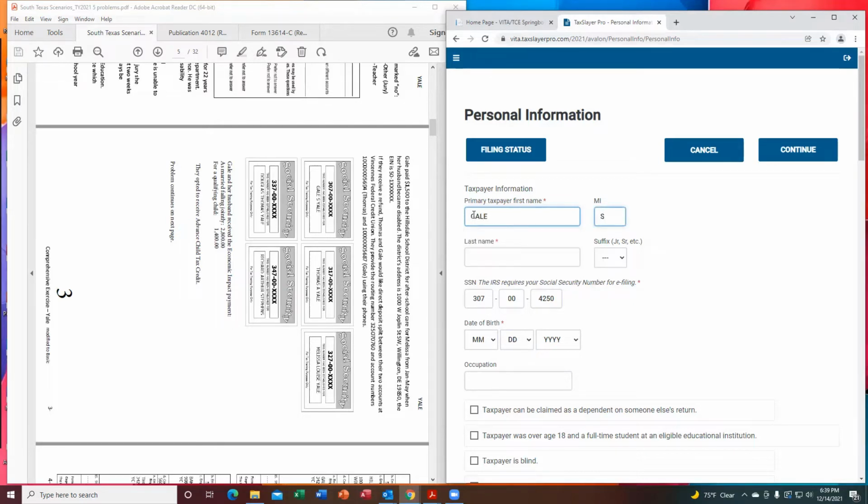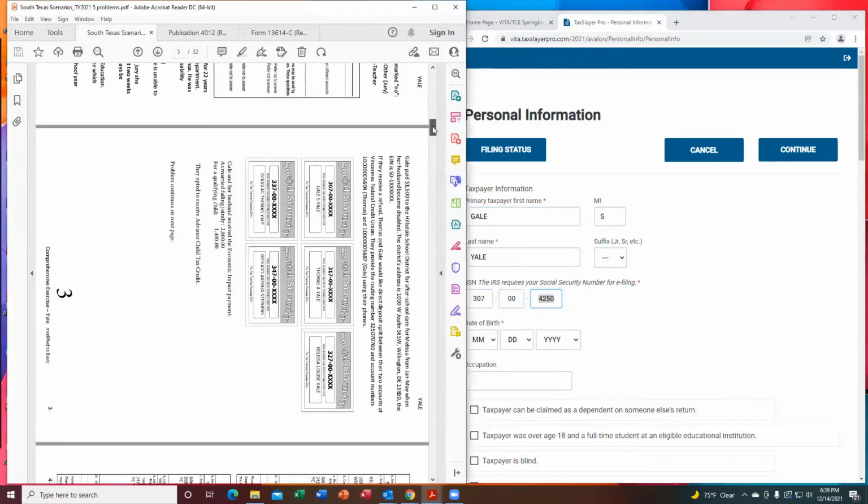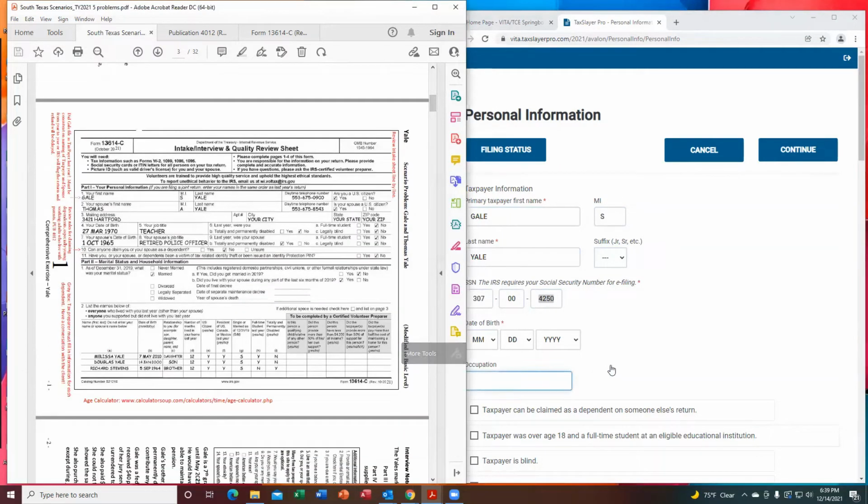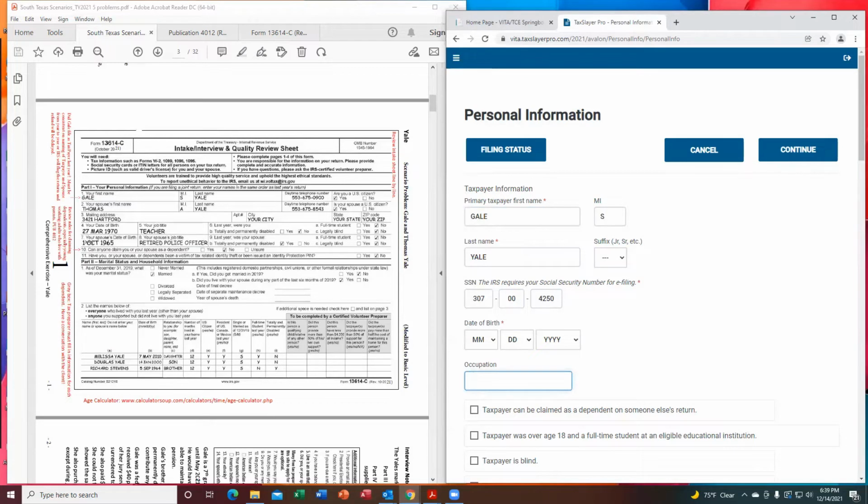She does have a middle initial, and there's a Social Security number that I entered initially. I'm just going to use the information that's been provided in the intake sheet. If you notice here, the number 4, this is her date of birth, which is March 27 of 1970.